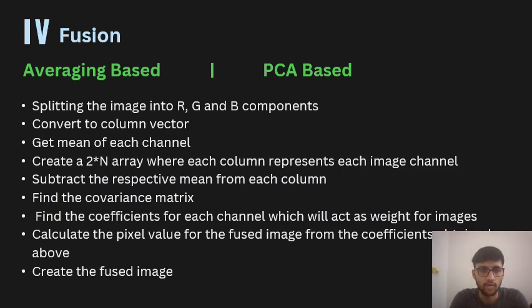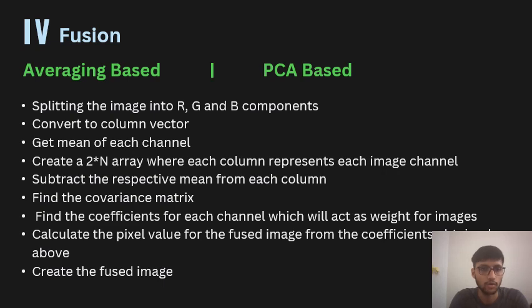The last step of our methodology is fusion. We have used two fusion techniques. The first is averaging based fusion and the second is PCA based fusion. Now I will be going through the steps done to achieve fusion. First, splitting the image into R, G and B components. This step we have done in almost all the previous methodologies discussed.